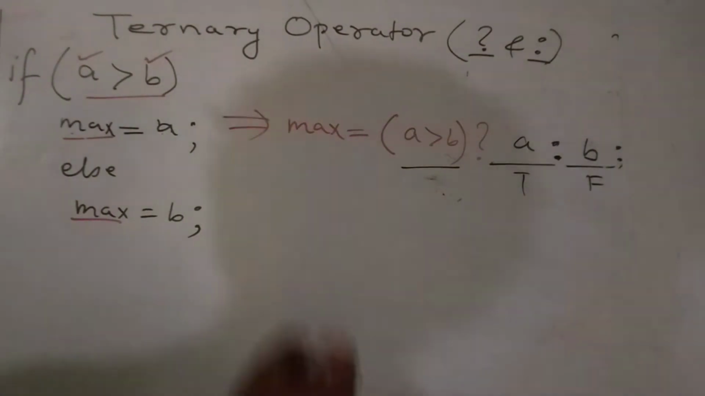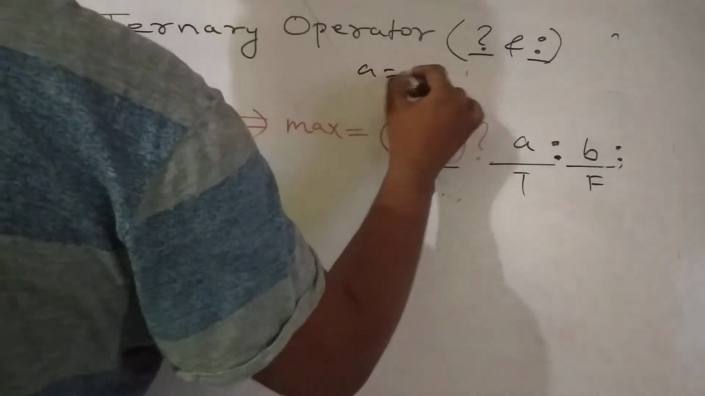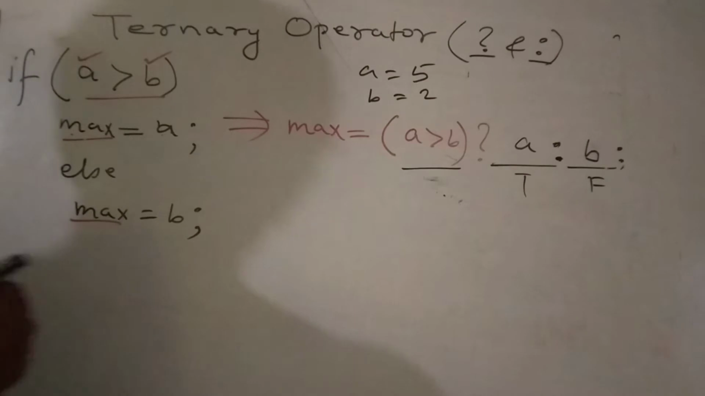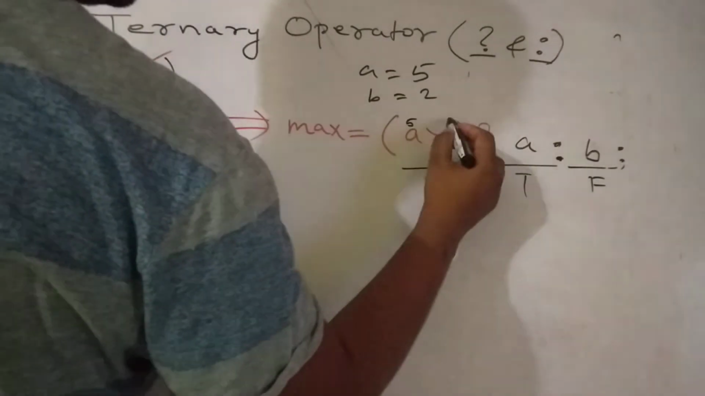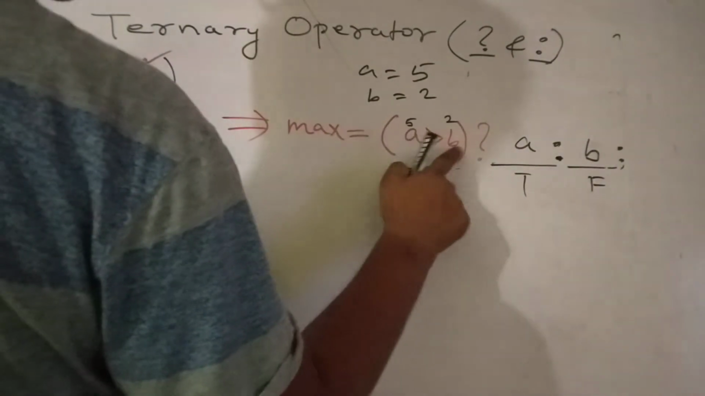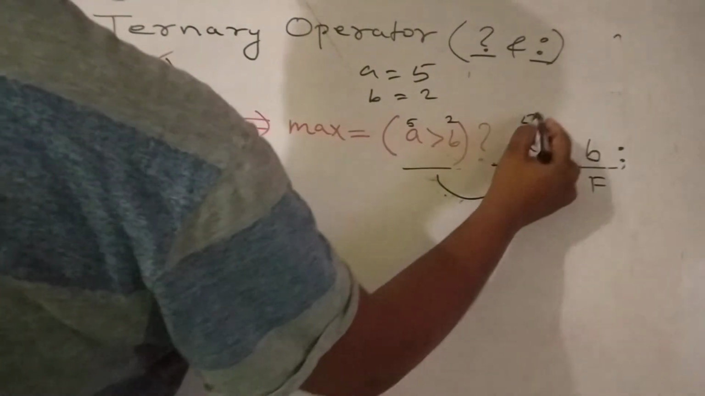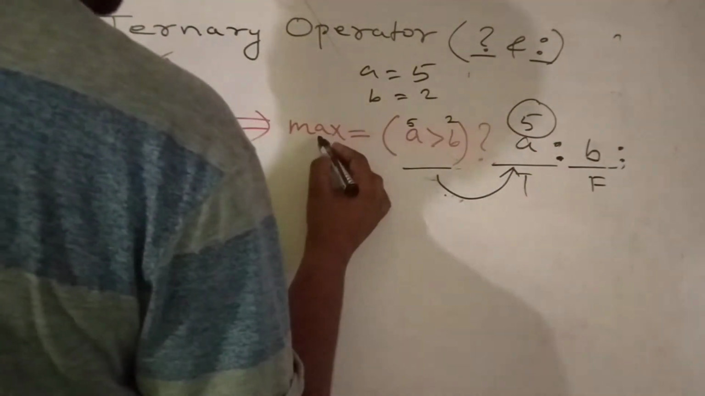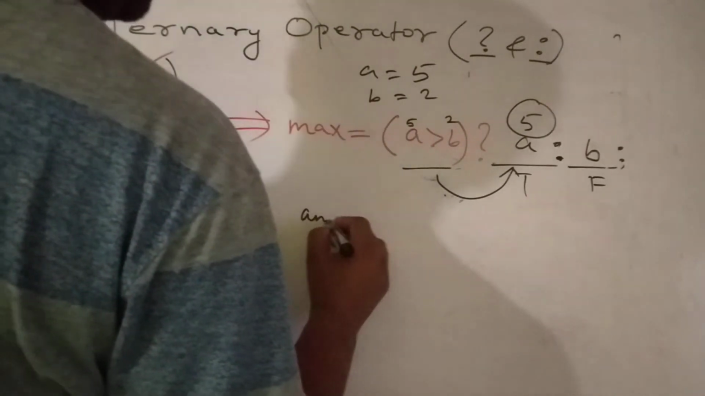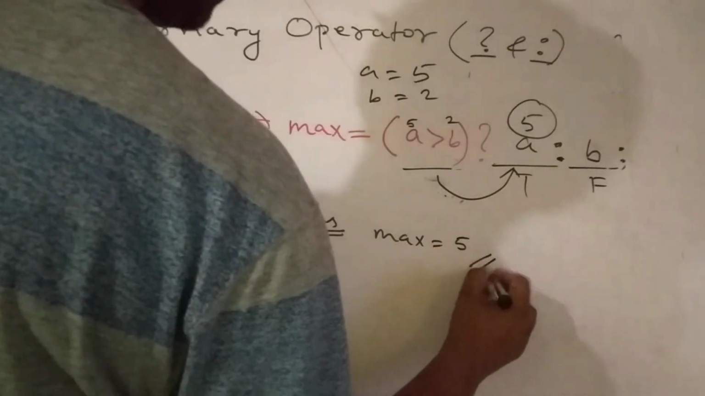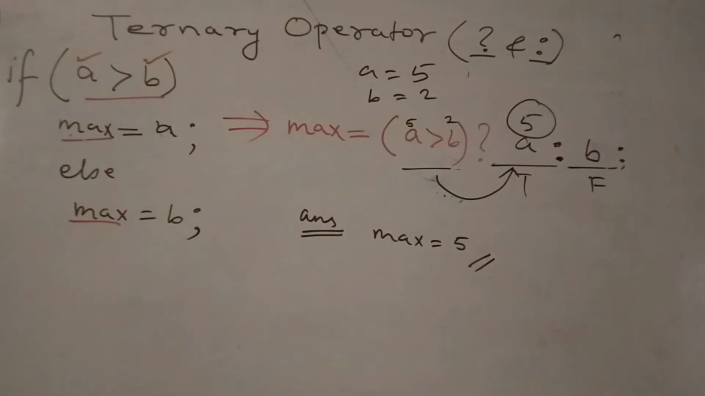Clear? So we can check. Suppose let us consider the value of A as 5 and B as 2. So here it is 5, here it is 2. So 5 is greater than 2, yes, so it will come here, so it will print 5. So this 5 will be stored where? Max. Your answer will be max equals to 5. Clear? Okay, hope you understood this.